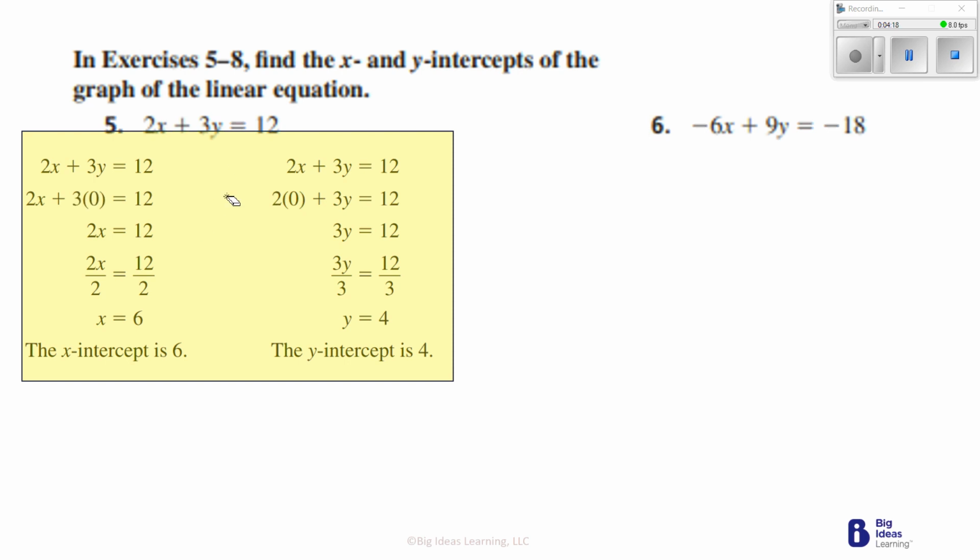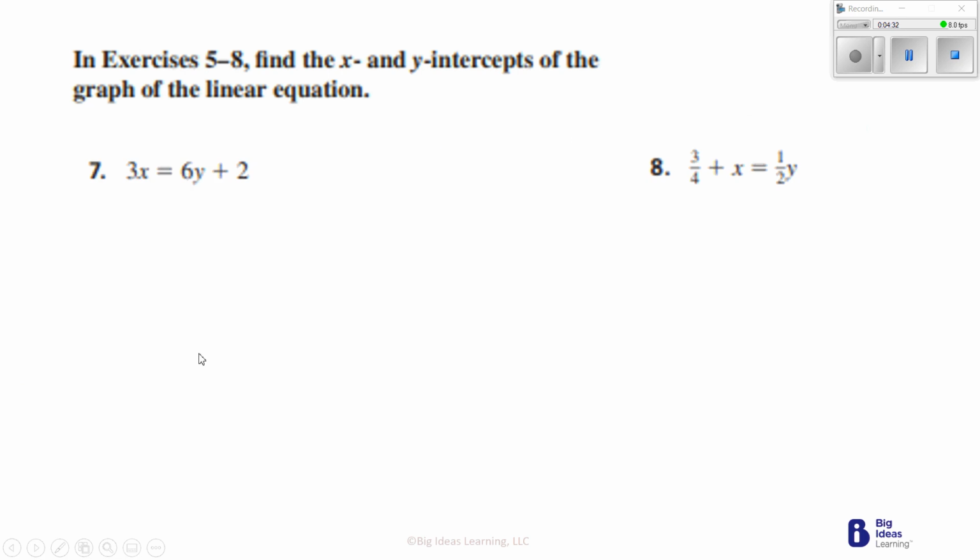I guess this is the way we learned it in the lesson, so that's the way we're going to be doing it today. So when we do this one, remember, put x to 0, then y to 0. All right, number 7, find x and y. I guess I'll do it their way this time.